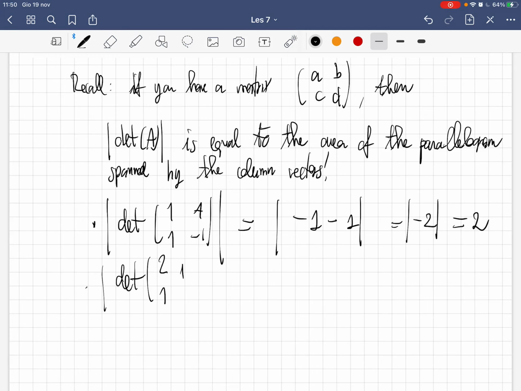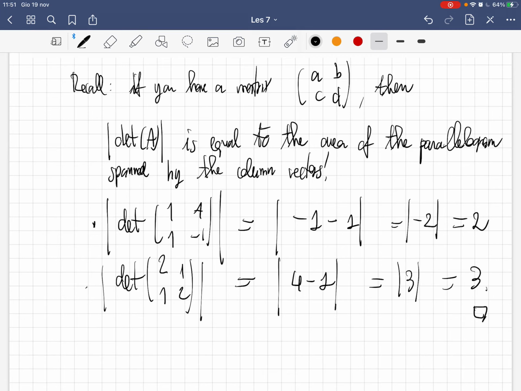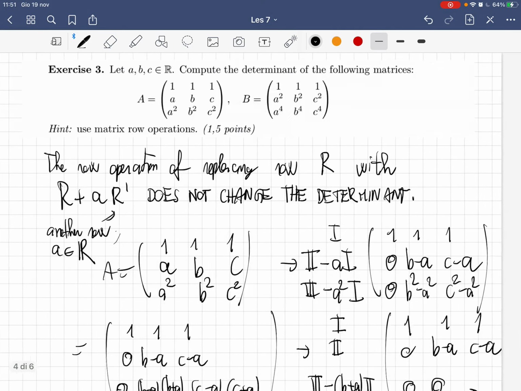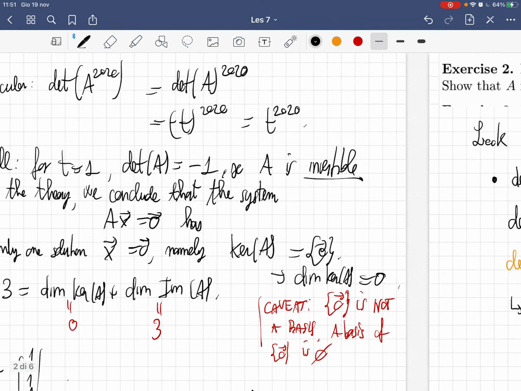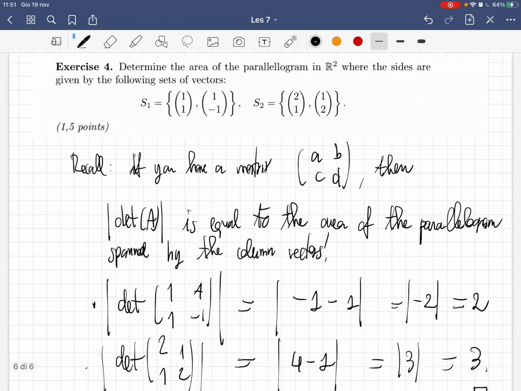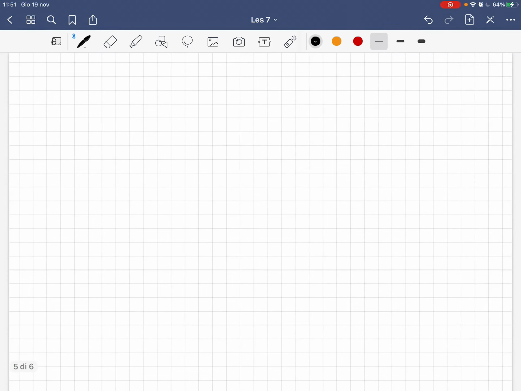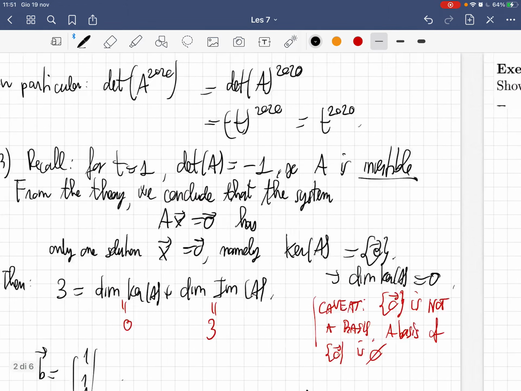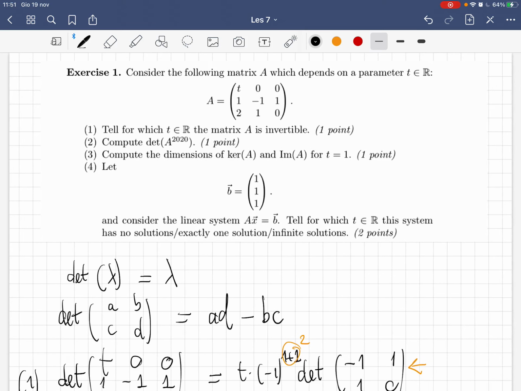and here again the determinant of 2, 1, 1, 2, taking the absolute value, so it's like 4 minus 1, which is the absolute value of 3, which is again 3, and you're done. Yeah, so there's nothing strange to say here. Well, it was pretty doable. Well, fortunately, this time we didn't have a lot of very difficult exercises.